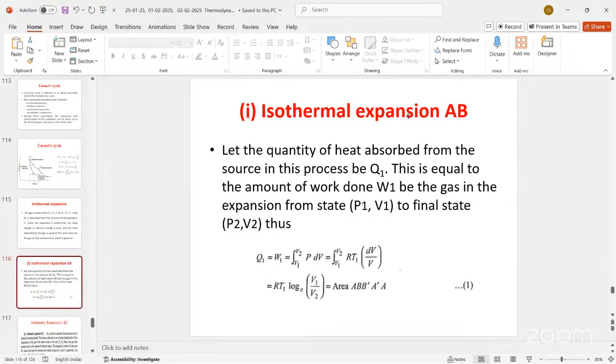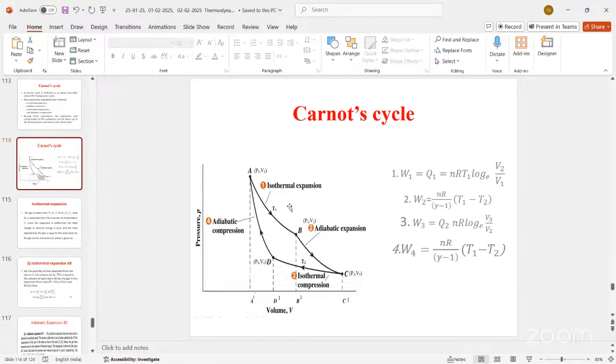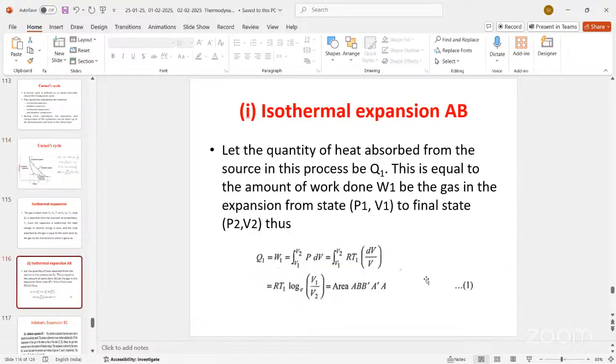So the isothermal, what I told you earlier, is this. The isothermal equation AB happens in this process. Let the quantity of heat absorbed, the process is the same, Q1 only, and here the work done is W1. From our books I took these equations: Q1 is equal to W1 is equal to the integral from V1 to V2 of PdV is equal to the integral from V1 to V2 of RT1 dV by V. So finally we will get this, the first equation.